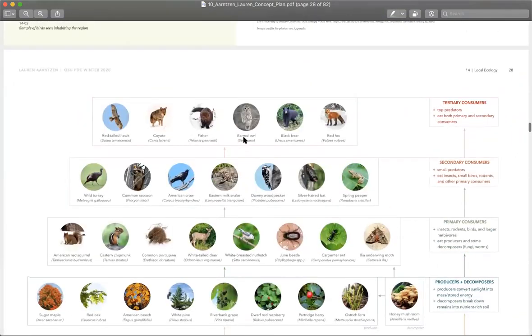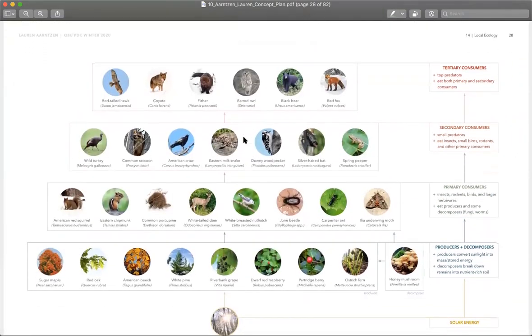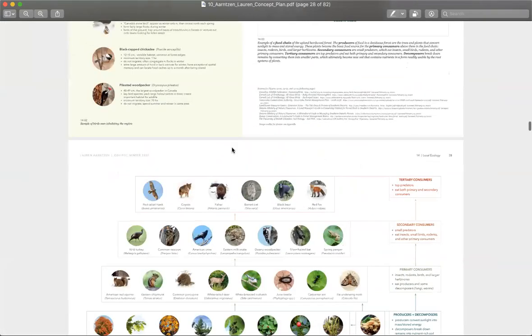As we go into the local ecology, she pieced out everything from solar energy going to producers and decomposers, moving to primary consumers, secondary consumers, and tertiary consumers. Really fantastic to see, and again, used color in a great way.